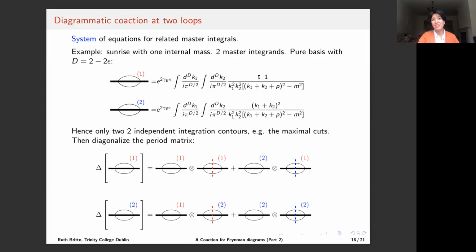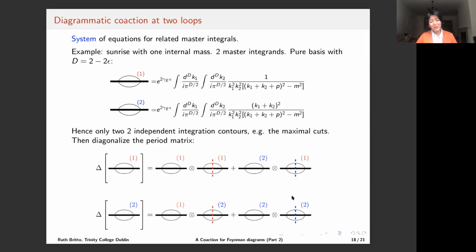And this is, of course, closely connected to the fact that when you have 2 master integrands, a 2-dimensional cohomology, you also have a 2-dimensional homology. So we can choose which cuts we'd like to focus on for a diagrammatic coaction. Here we've chosen the maximal cuts. So 2 particular maximal cuts.